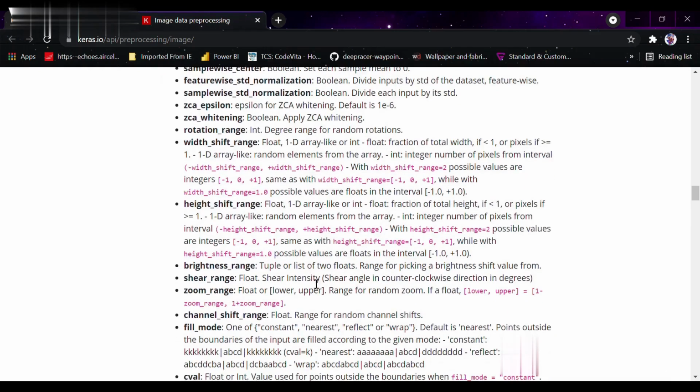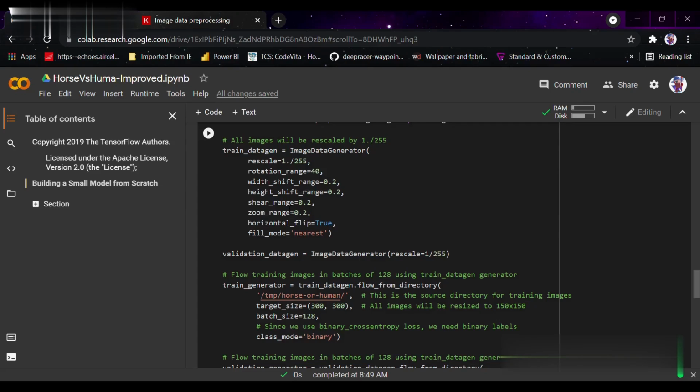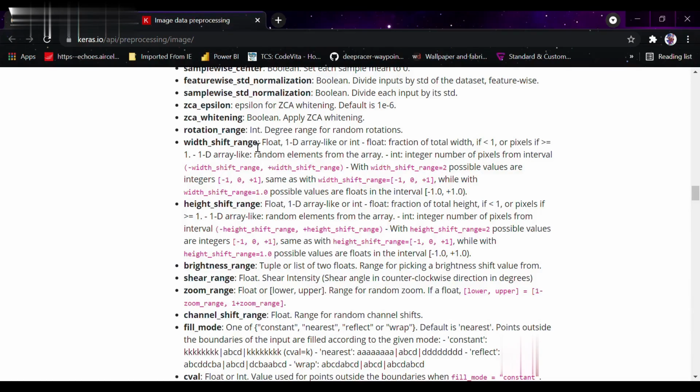Shear range is the shear angle in the counterclockwise direction in degrees. So you can think of that as the angle at which the corner of the image the model would get trained on. And then comes zoom range. In zoom range, basically the model would be zooming in on the image and taking out every pixel of the image and training on it. Just imagine this as an image of a horse where at every part the model is going to zoom in, look at the image, get trained, and then move forward. And then we are seeing horizontal flip equals true.